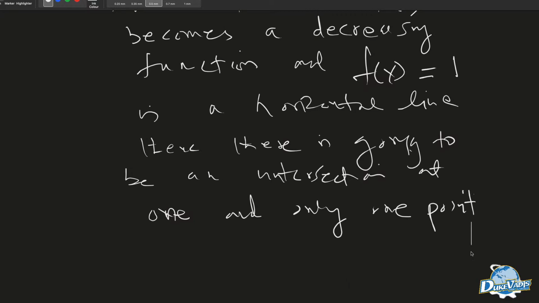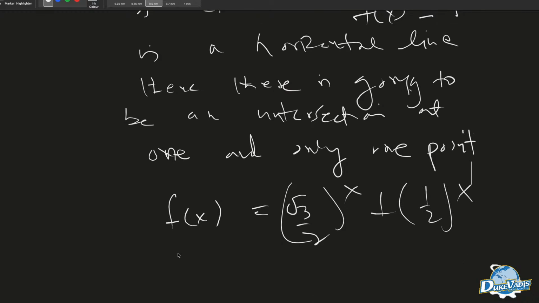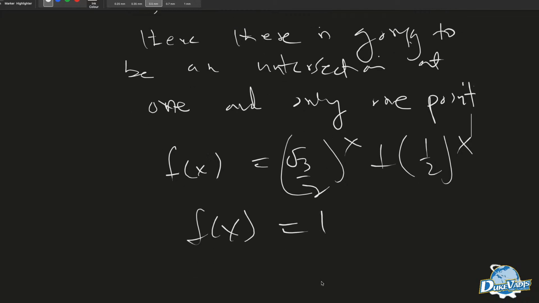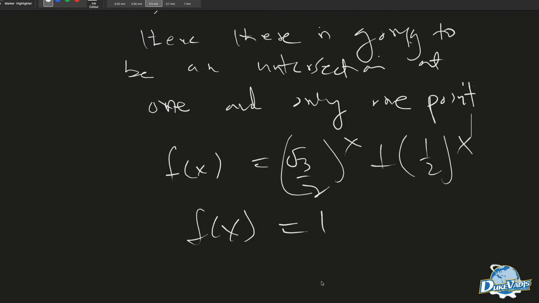Let's see how it looks. Our function now is equal to root 3 over 2 raised to the power x plus half raised to the power x. From this equation, we also know that the actual equation f of x will be equal to 1, because of the value of 1 we saw earlier. Now let's try and draw this curve, this line. Let me draw it nicely. Now let's look at it.